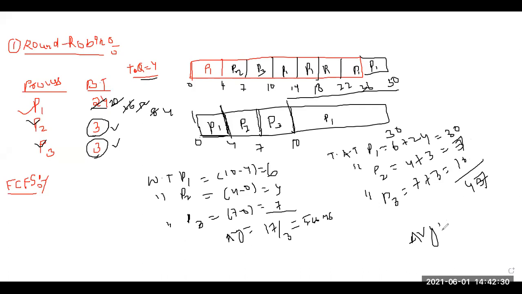Fine. So average turnaround time will be how much? Now it is 47 divided by 3, which will be 15.66. Okay, so this is the basic concept of round robin. Fine. Note down if you want to note down this problem. Just note down.